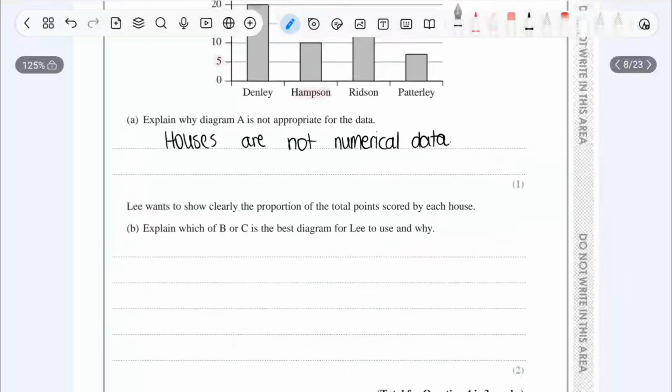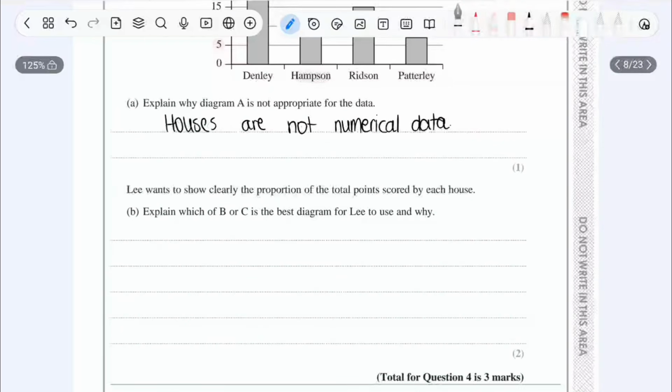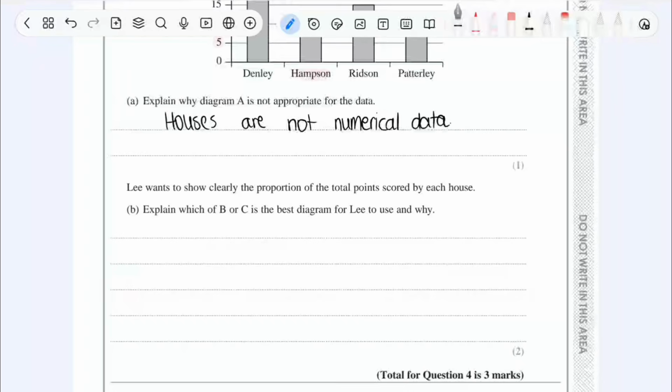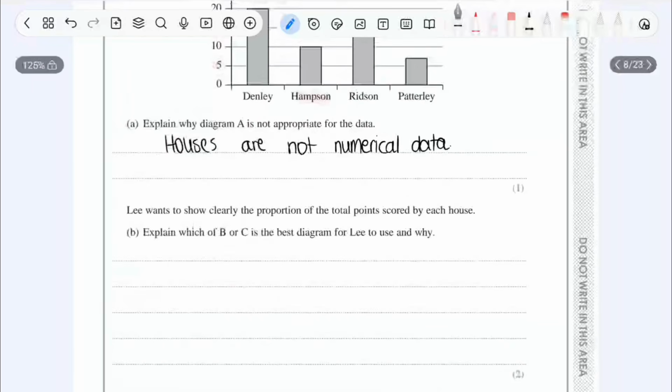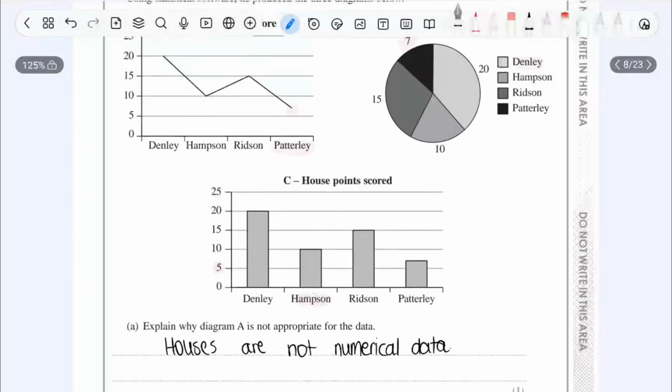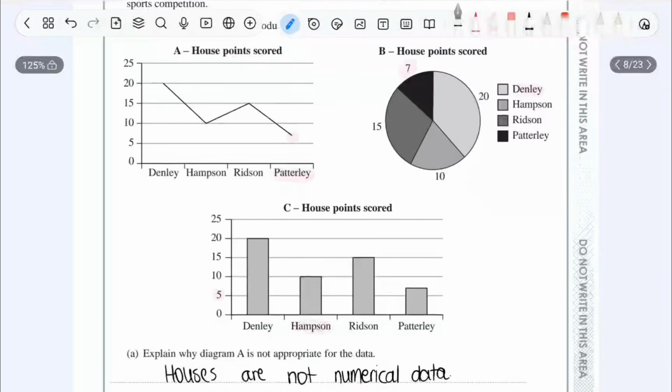Lee wants to show clearly the proportion of the total points scored by each house. Explain which of B or C is the best diagram for Lee to use and why. Instantly, which one makes you think proportions? Well, it's obviously going to be the pie chart.